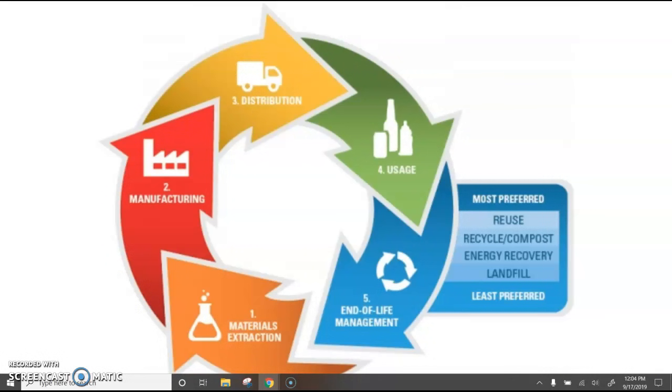So the reason that we're doing this is to kind of take a look at the life cycle of stuff. So if you think about stuff in general, it starts with getting the natural resources to make whatever you are making. So materials extraction. Those natural resources go to a manufacturing plant, where items are created. We distribute them to stores. Items get used by consumers, and then that end of life management is really what we're going to focus on throughout this unit. It is what happens to stuff when we're done with it.